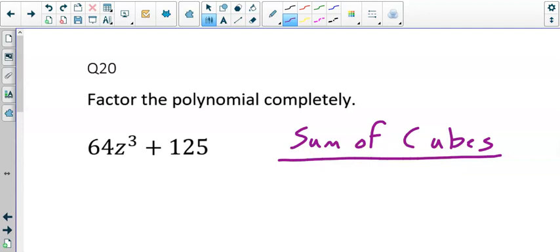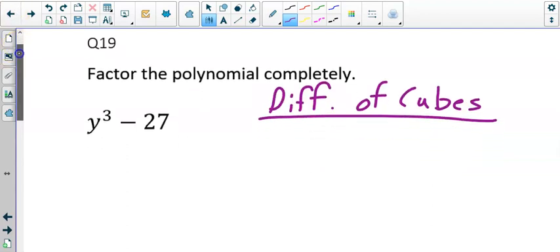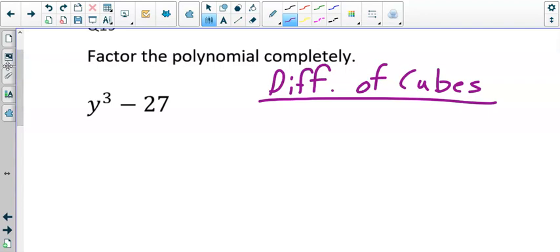All right. So, difference of cubes, sum of cubes. This is how it breaks down. Difference of cubes looks like this. You got an A cubed minus a B cubed. And here's how the formula falls out. And it factors this way every time. There's no change to it.